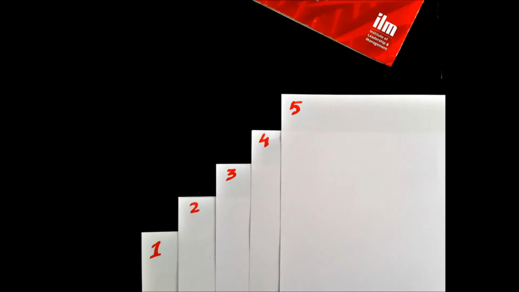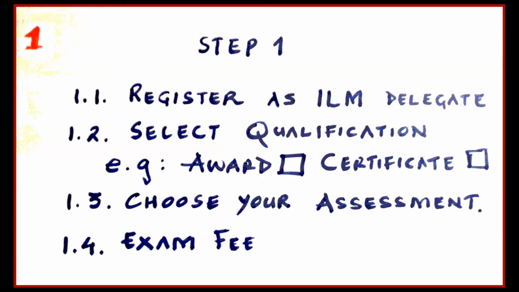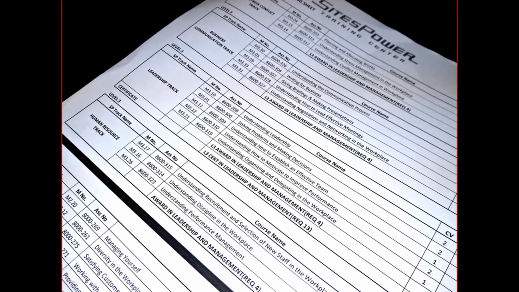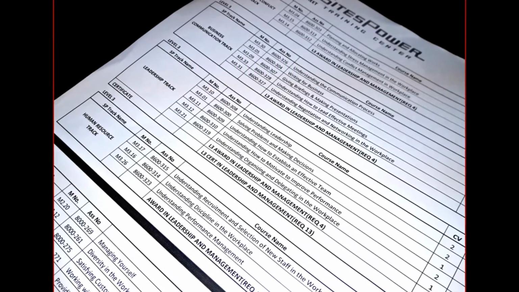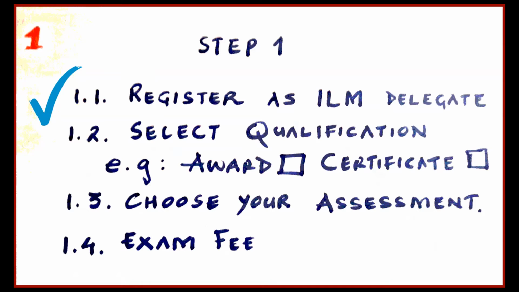First we take a look at the 5 steps process from registering as an ILM student till getting certified. Step number 1 is we register at an ILM approved training center and become an ILM member. Select the qualifications such as award or certificate, award being a relatively short program in number of hours and in number of books that we study, and certificate being a long program in number of guided learning hours.